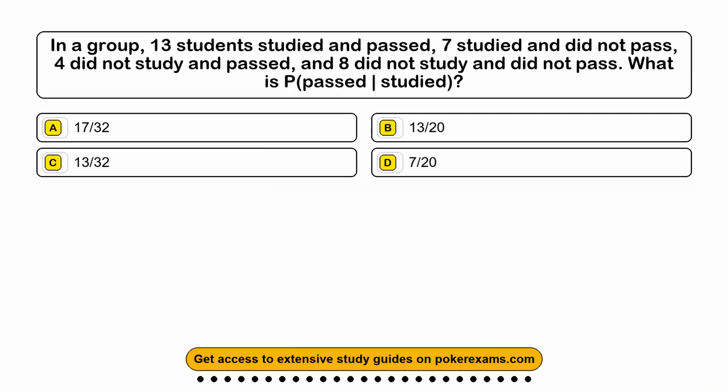Question 23. In a group, 13 students studied and passed, 7 studied and did not pass, 4 did not study and passed, and 8 did not study and did not pass. What is P(passed | studied)? Option A 17/30. Option B 13/20. Option C 13/30. Option D 7/20.